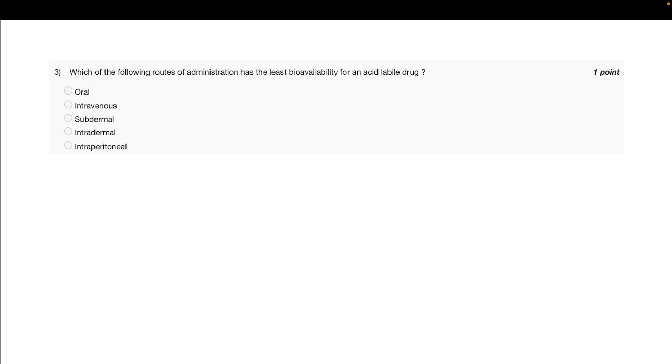Because, madam, when we give the drug orally, the drug may be inactivated by the acidic pH which is present in the stomach. So because of this, the availability of the drug in the blood will be less. Right, so that is my answer. Yes, you're absolutely right. The correct answer is oral, and your subsequent explanation was also correct.